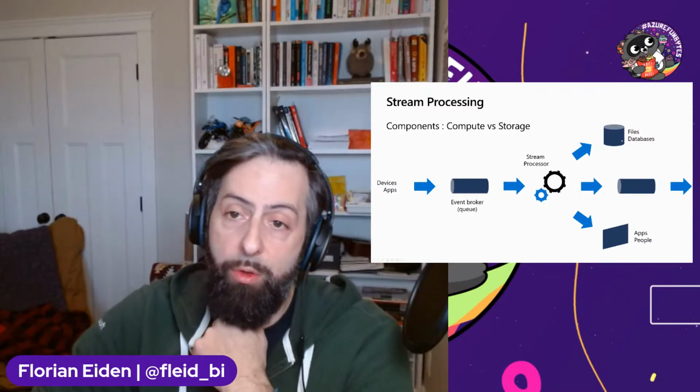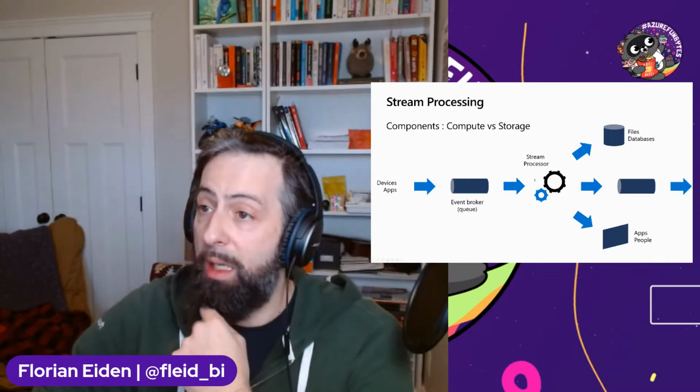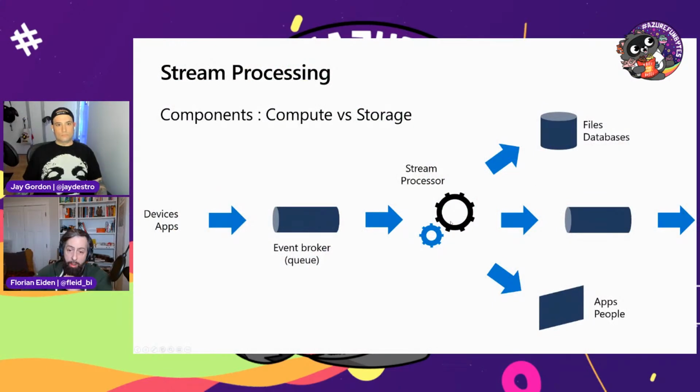From the stream processor, of course, you can go out to files, databases, apps and people, but most stream processing architecture pipelines will have multi-layered pipelines with compute and storage layers one after the other. Event Hub, and we'll see how that maps to the Azure services. Event Hub, Stream Analytics, Event Hub, Functions, etc. That's the expected pattern when looking at stream processing.